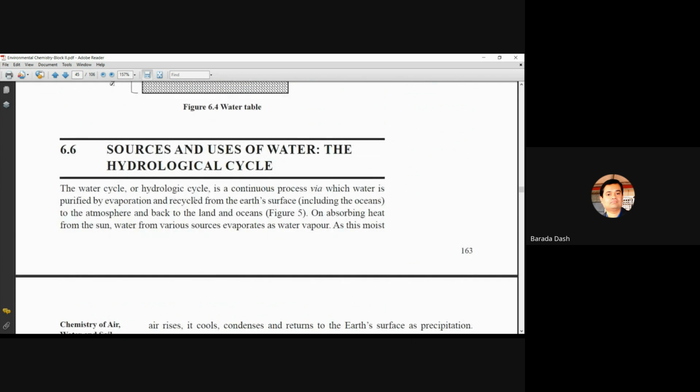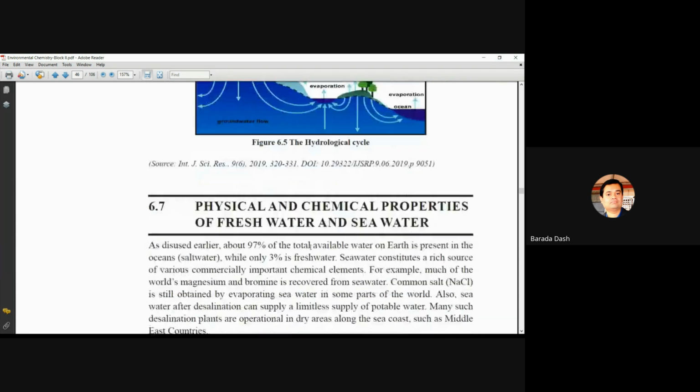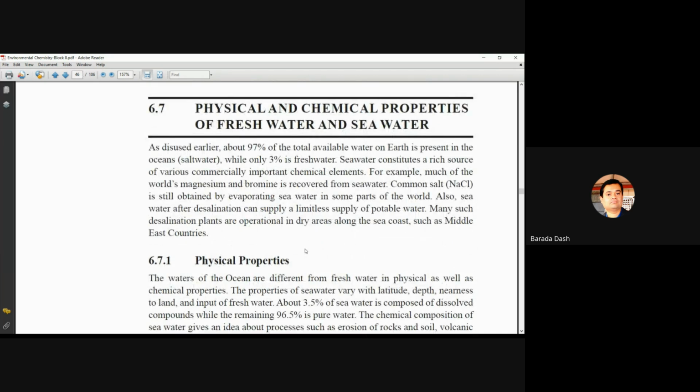Sources and uses of water, the hydrological cycle. There is precipitation, evaporation, condensation, and precipitation. These things are termed the hydrological cycle and maintain the balance of water on our earth. Next, physical and chemical properties of water.